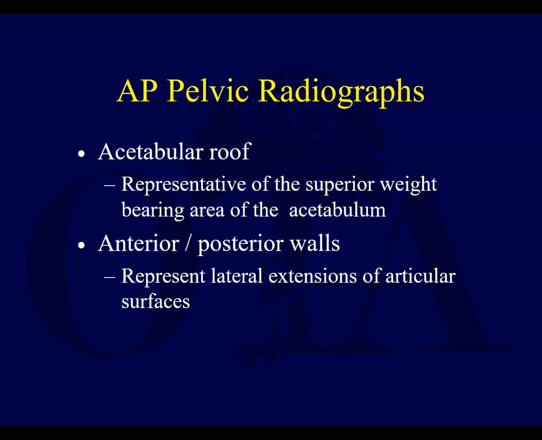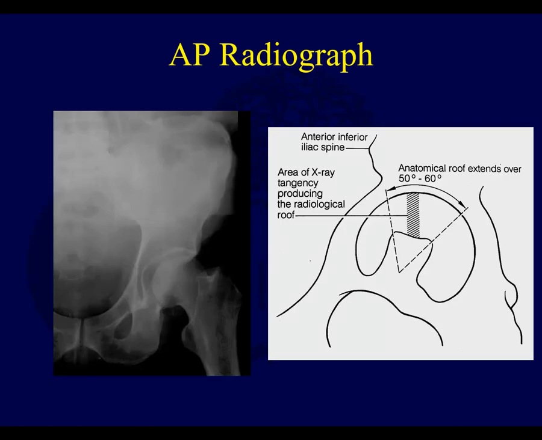Now, the acetabular roof is very critical. This is the part of the acetabulum you really have to make sure is nicely reduced. It's representative of the superior weight-bearing area of the acetabulum. Okay, the anterior and posterior walls are the sort of lateral extensions of the articular surface. So on an AP radiograph, for instance, the roof is also known as the sourcil line, is demonstrated here, and that anatomical roof extends about 50 to 60 degrees in that region right there.